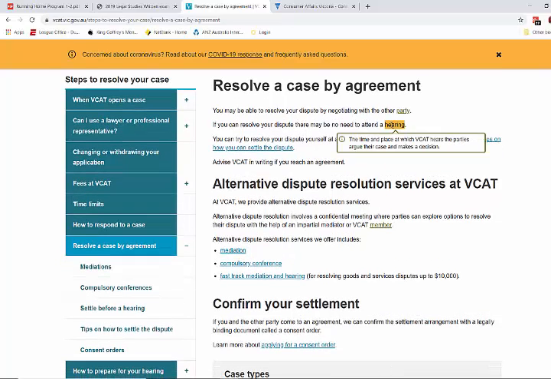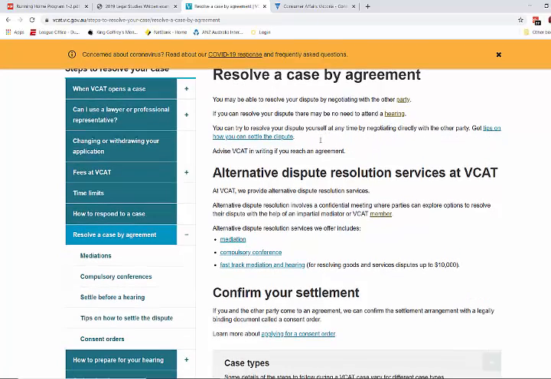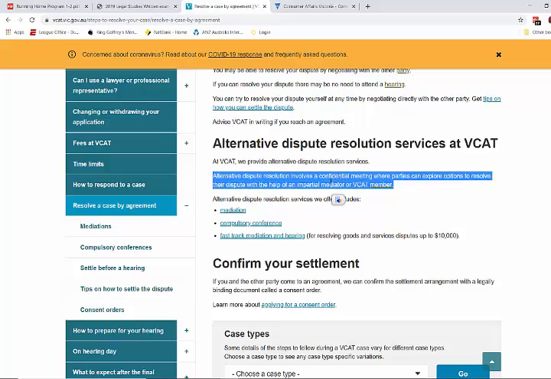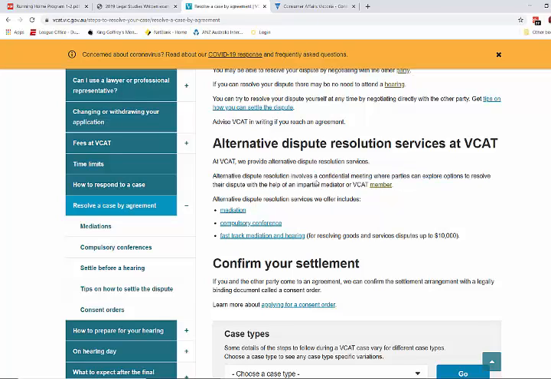If you do, there's no need to attend a hearing, and basically you can do this anytime you want, and you need to advise VCAT if you reach an agreement. So even if you filed a claim, keep trying to negotiate with the other party. And you know what? Sometimes VCAT will actually provide you with alternative dispute resolution to try and get you to resolve it with our support.